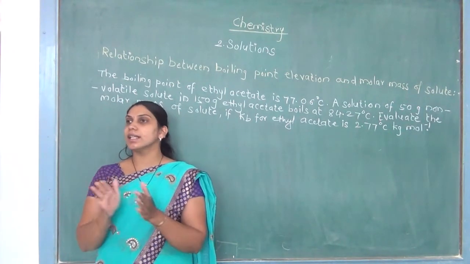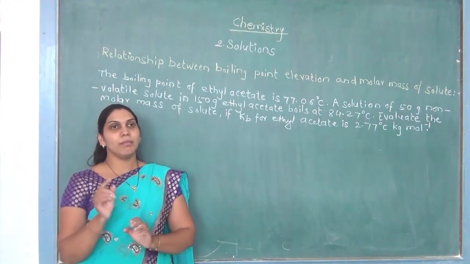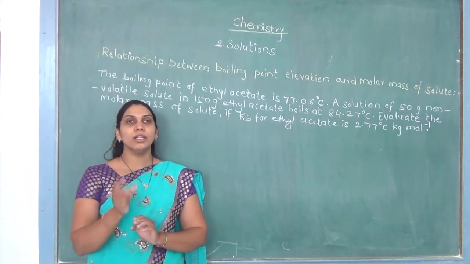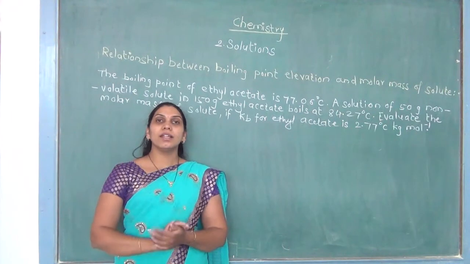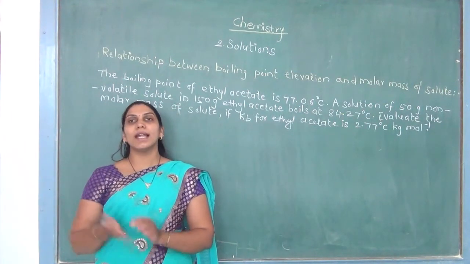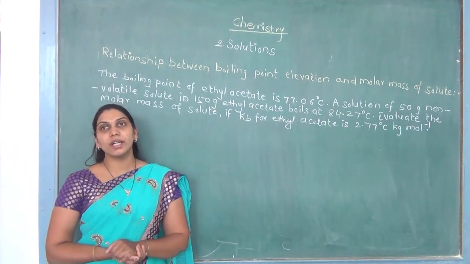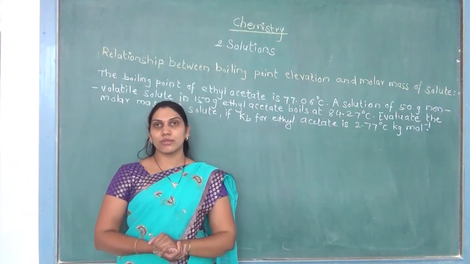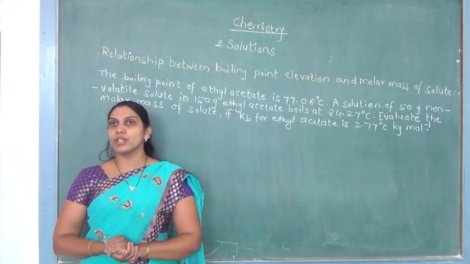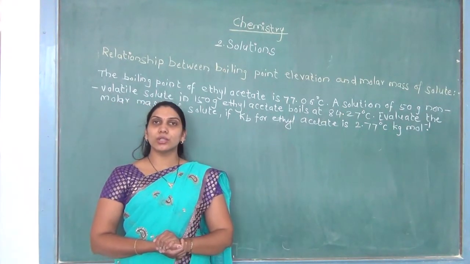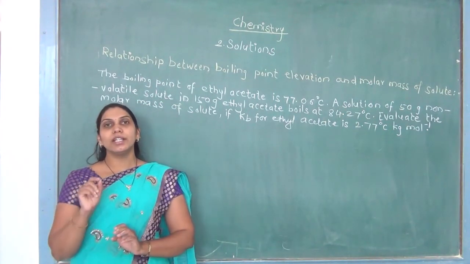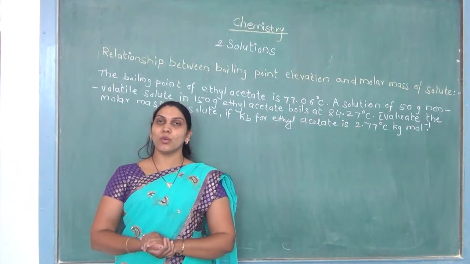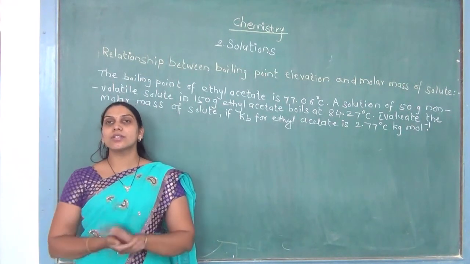That equation was delta TB is equal to Kb into m, where m is the molality of the solution. Hence, from that equation, we get the relation between delta TB, that is the elevation in boiling point, and molality of the solution. Further, we studied the relationship between boiling point elevation and molar mass of solute, and for that we derived one equation called delta TB is equal to Kb into 1000 into W2 divided by M2 into W1, and based upon this equation the numericals can be asked in the exams.